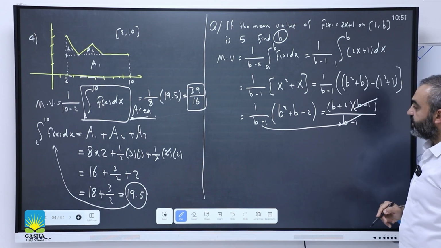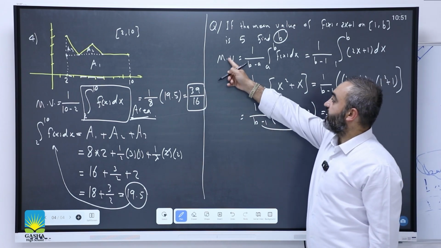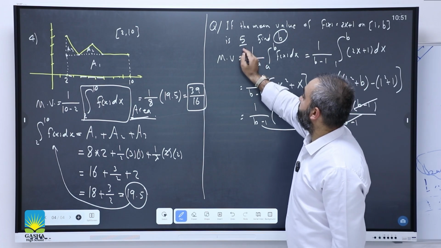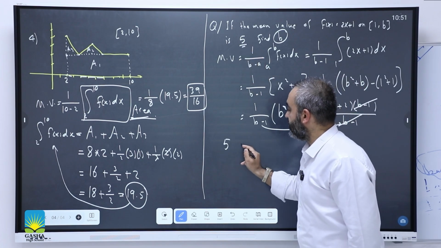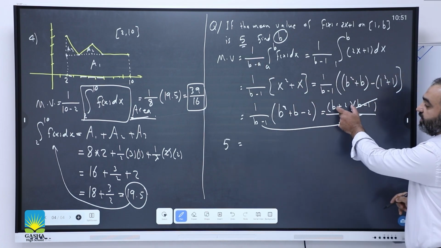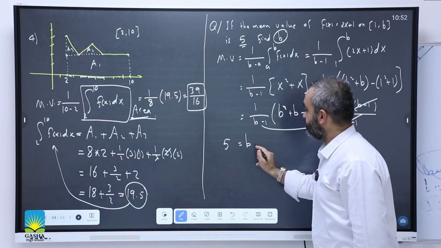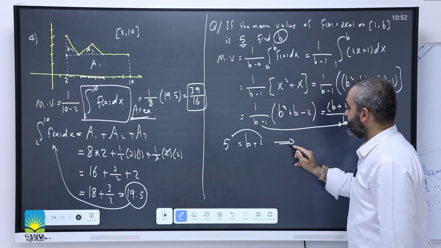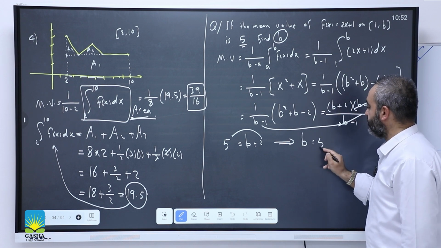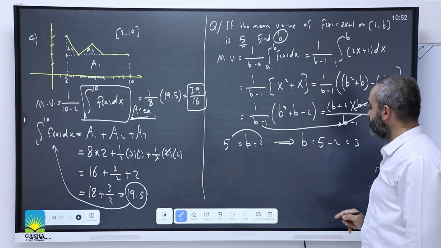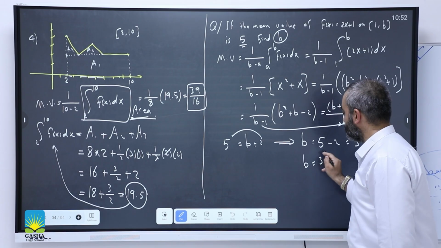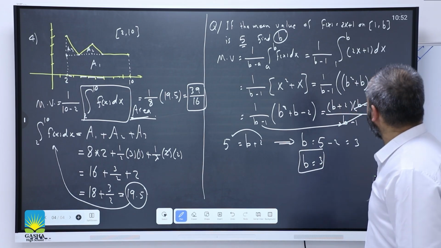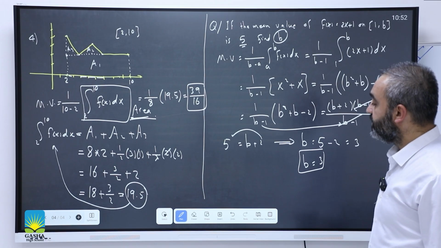b minus 1 and b minus 1 cancel, and we have the result of mean value, it's 5. So we write 5 here, and we have b plus 2. We move 2 over here, so b equal to 5 minus 2 equal to 3. So b equal to 3, right? It's an important example about the mean value.